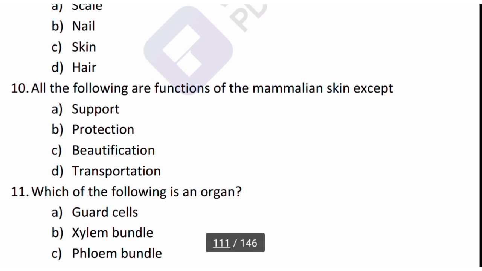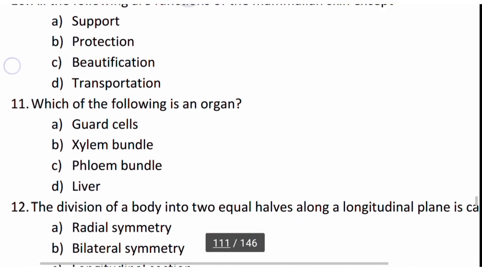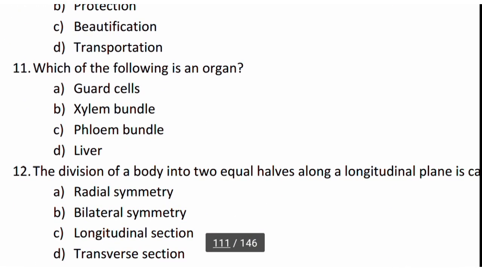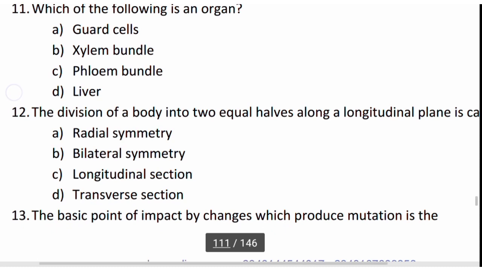Number 10. All the following are functions of mammalian skin except transportation. Mammalian skin doesn't transport. Which of the following is an organ? Okay, liver is an organ. The division of a body into two equal halves along a longitudinal plane is called bilateral symmetry. Bilateral, bi is two, bilateral symmetry.